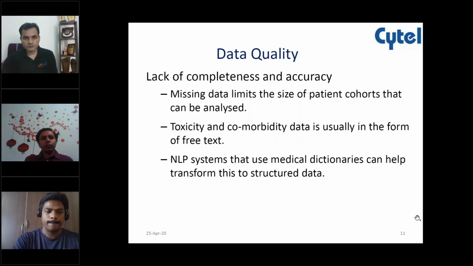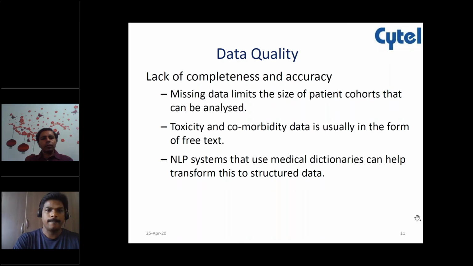The second challenge is data quality. As others have also mentioned, missing data is a common occurrence. This limits the size of patient cohorts that can be thoroughly analyzed and made use of as evidence. Then again, toxicity and comorbidity data is in the form of free text, that is notes from clinicians. Now, this being unstructured data has its own challenges. In this case, natural language processing methods that use dictionaries specific to medicine can be used for converting the data to structured format.